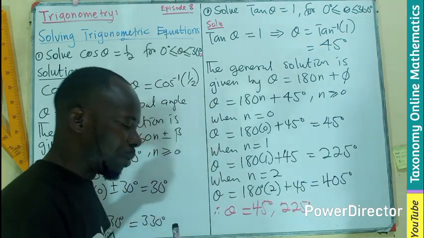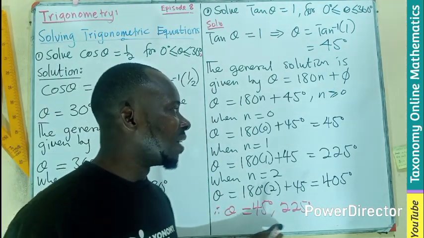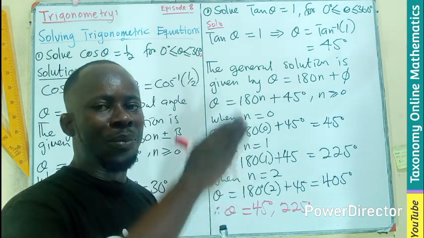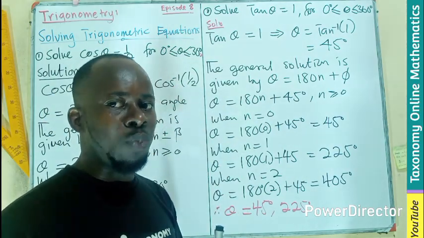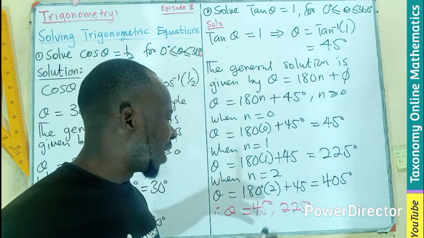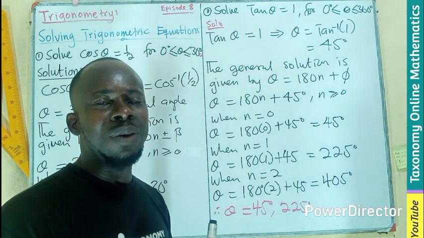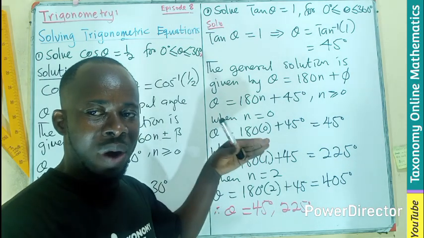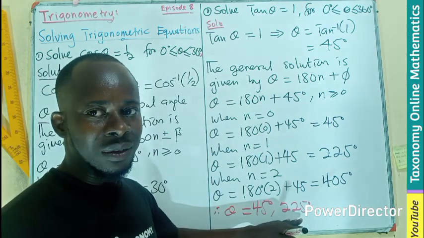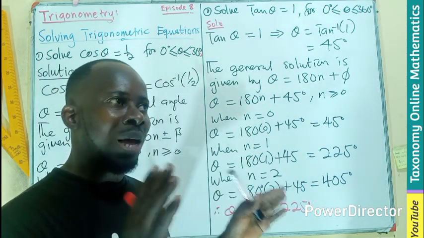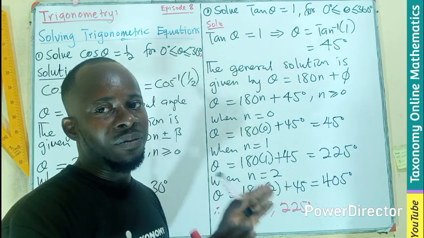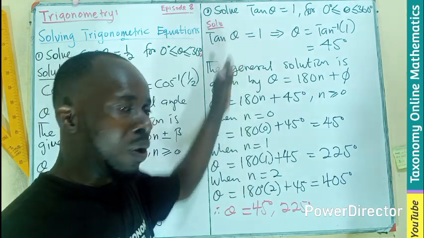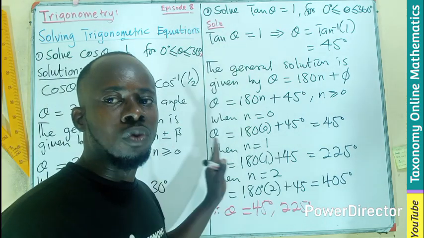225 degrees. Remember, we can also get these answers without the general solution, just by drawing the quadrant where we are placing the angle. Tan is positive in the first quadrant, which is an acute angle, and positive in the third quadrant. You can see this is also in the third quadrant, from 180 to 270. We can use that idea we had in, I think, episode 4, 5, 6, in between. You can use that idea to get the answers without going through the general solution.